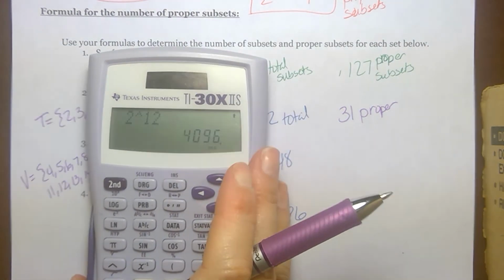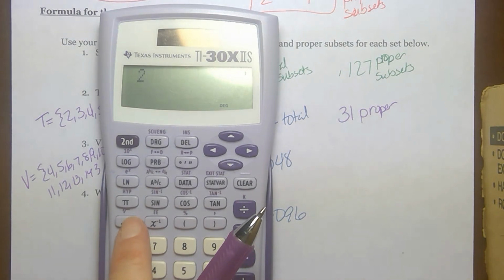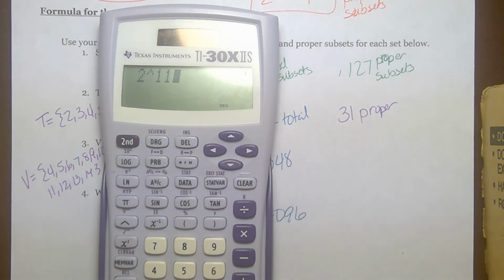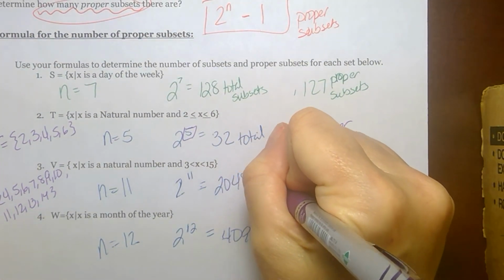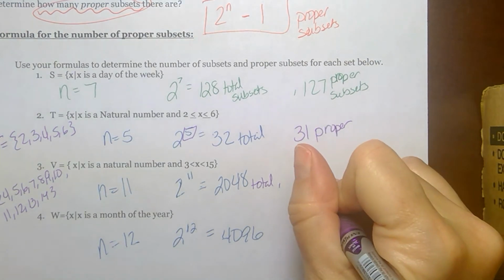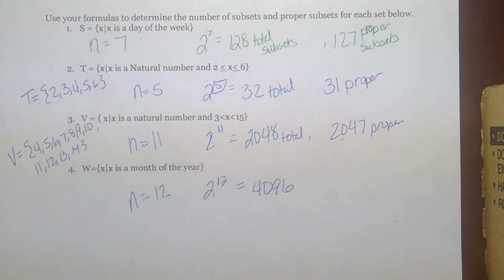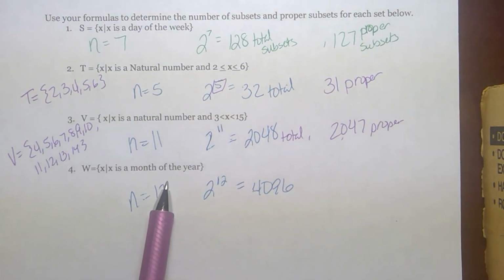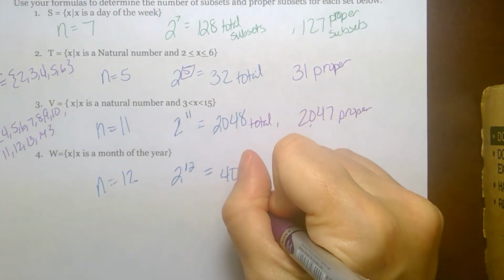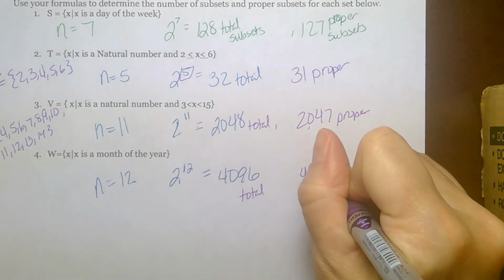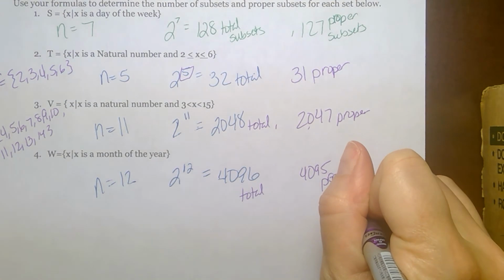In my calculator, again, I type the base, the 2, use my exponent button, the little house top, and type in the exponent, enter. It gives me 2,048 total subsets, and out of those, only one of them is equal. The other 2,047 are all proper subsets. And finally, W is the set of the months of the year. Well, there are 12 months in the year, so I do 2 to the 12th is 4,096 total subsets. Only one of those is equal to, so the other 4,095 are all proper subsets.